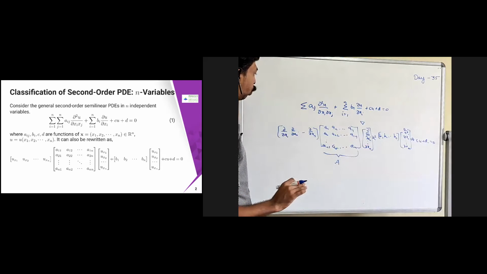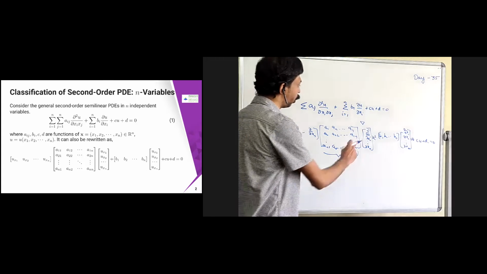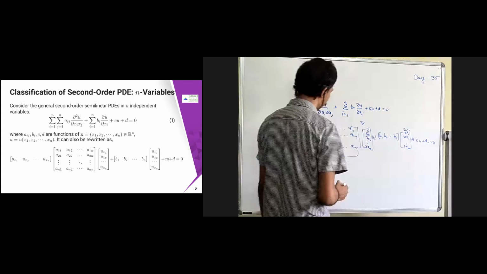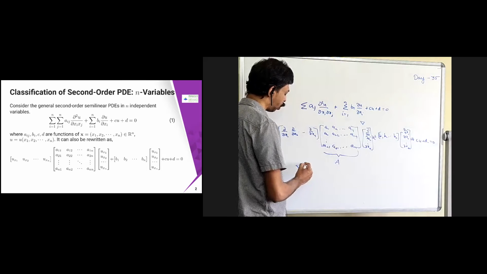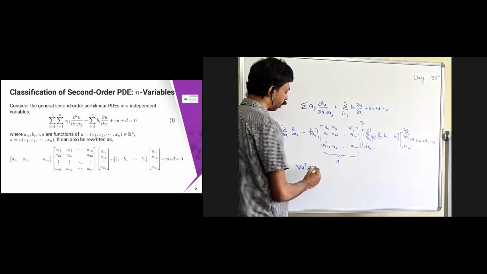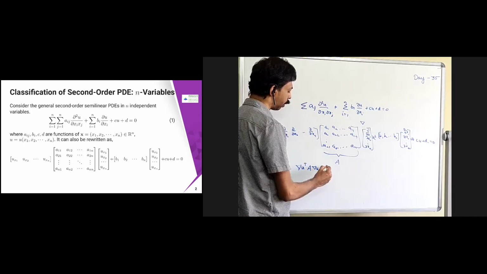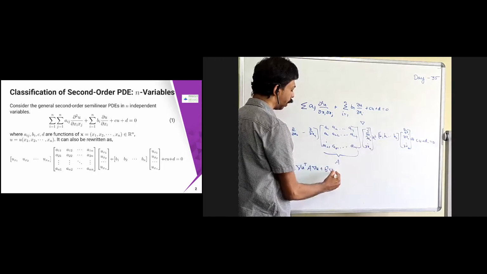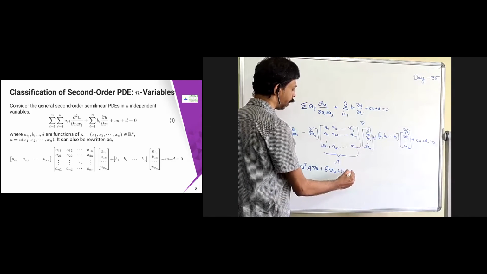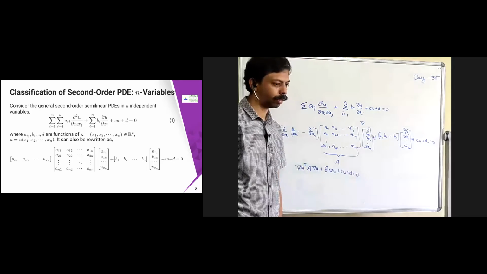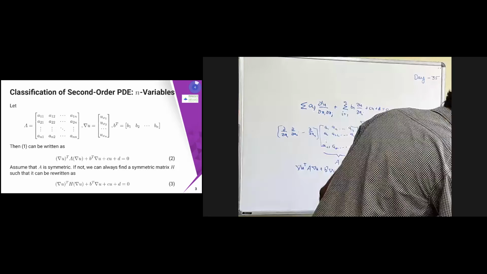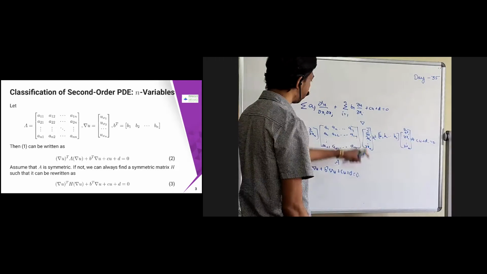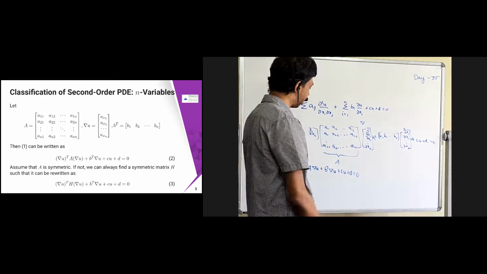Not u x1 into x2. Okay, u of x1, x2 means first order. So I can write this as del transpose A del u plus p transpose into del u plus cu plus d equal to 0. I can write it this way, where A is the matrix and del is the operator vector.